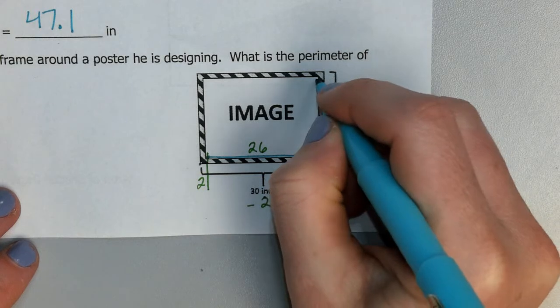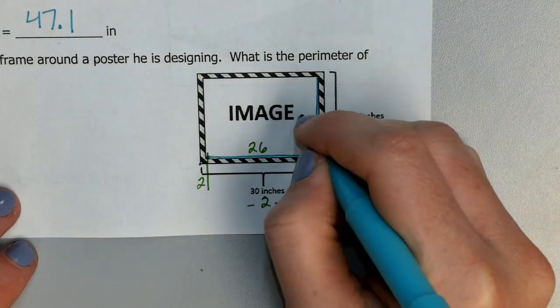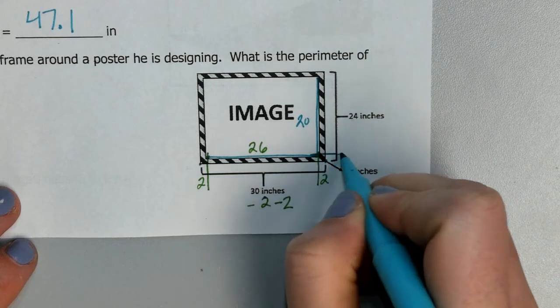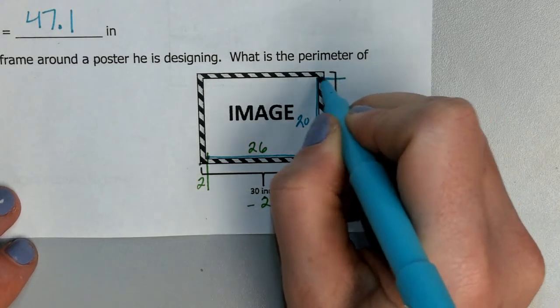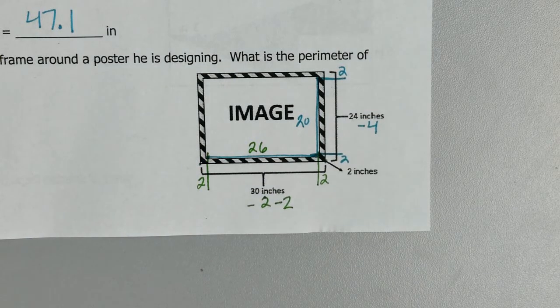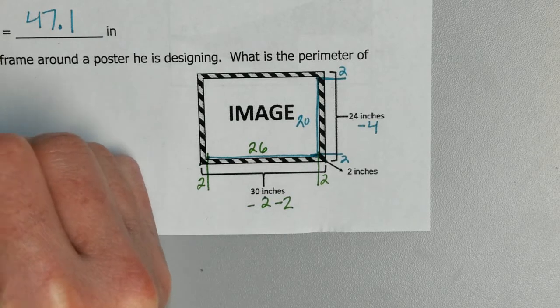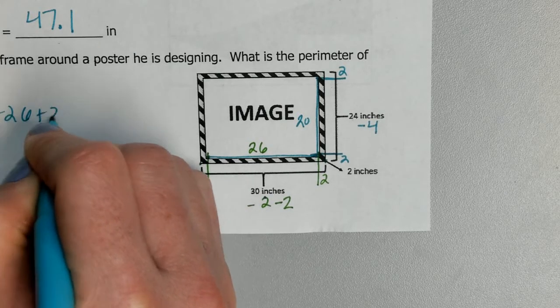Alright, and how long is the side of this poster? 20. Because again, there's 2 inches on the bottom and 2 inches on the top that you want to take away. So the hard part of that problem is finding out those missing sides. To find the perimeter, 26 plus 20 plus 26 plus 20.